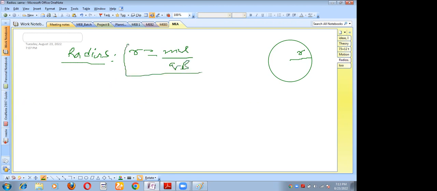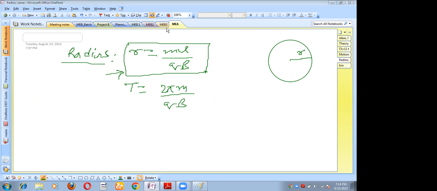No need to derive, and I am not going to derive the things. Do you want me to derive this formula, r equals mv by qB? I think both of you know this at the basic class level. Time period of motion, T is equal to 2 pi m upon qB. Both of you know this, right? Are you going with this formula, or should I derive it?